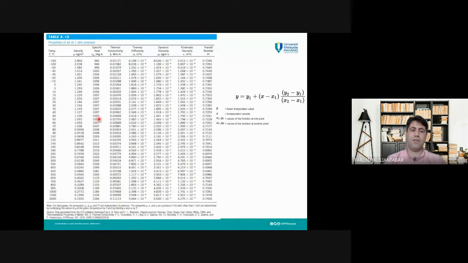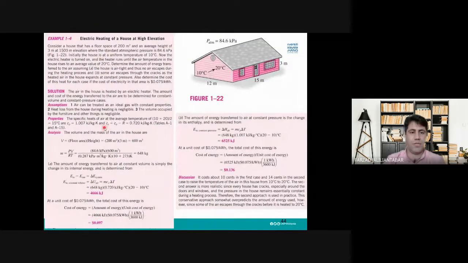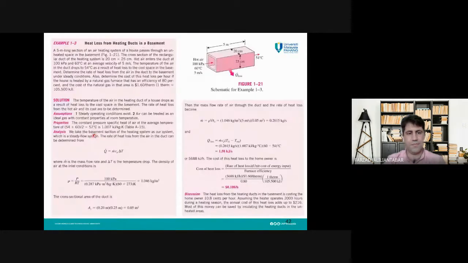For both of them, it is 1007. So any number between them will also be 1007 joule per kilogram Kelvin. If we convert it to kilojoule per kilogram Kelvin, simply it will be 1.007 kilojoule per kilogram Kelvin. So this is Cp, which we are going to use in this equation.